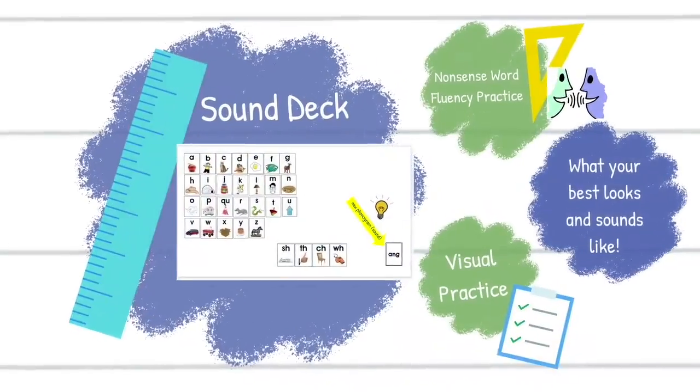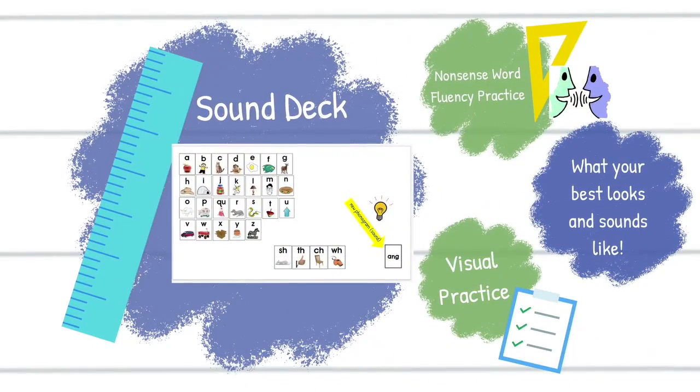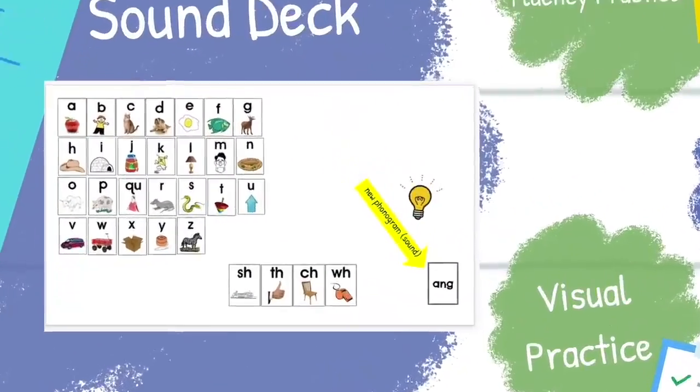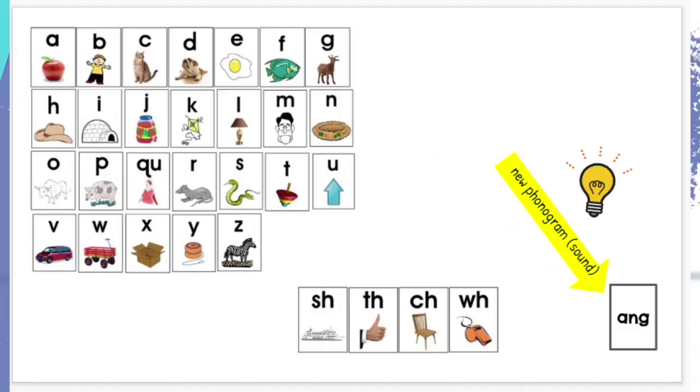Okay, friends, we are ready to get warmed up. So our first exercise is that sound deck exercise, and the way that we do this is we say the letter name, what we see in the picture, and then the sound that the letter makes. Okay, A, apple, A. B, boy, B.